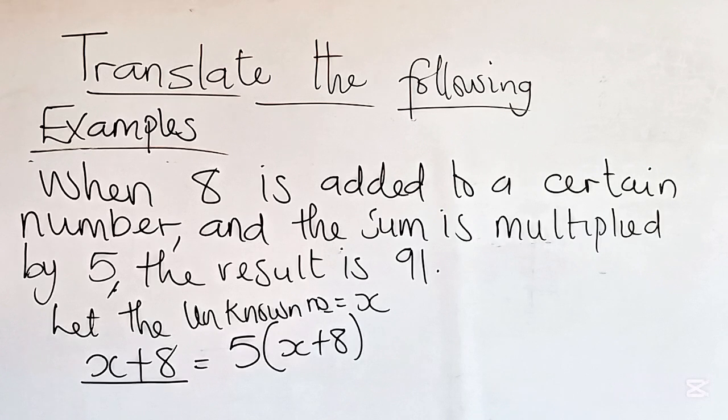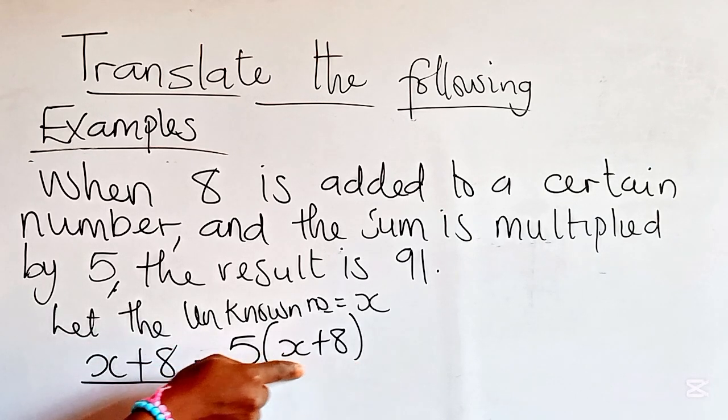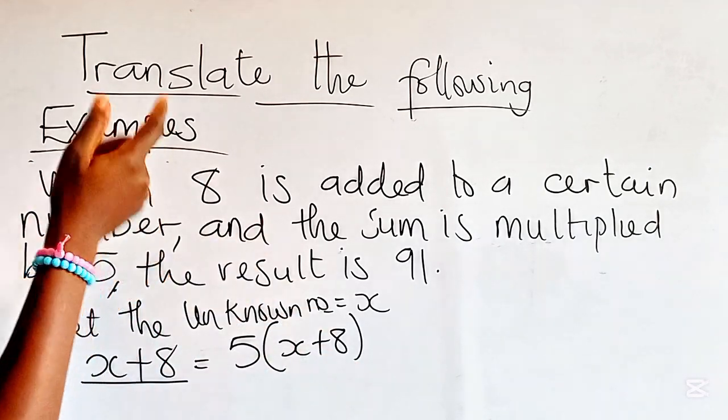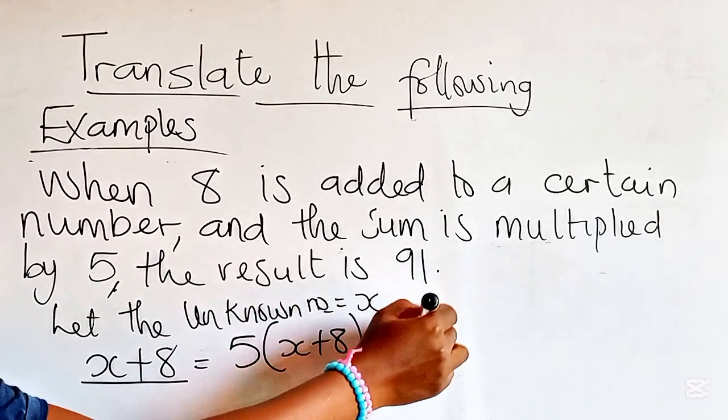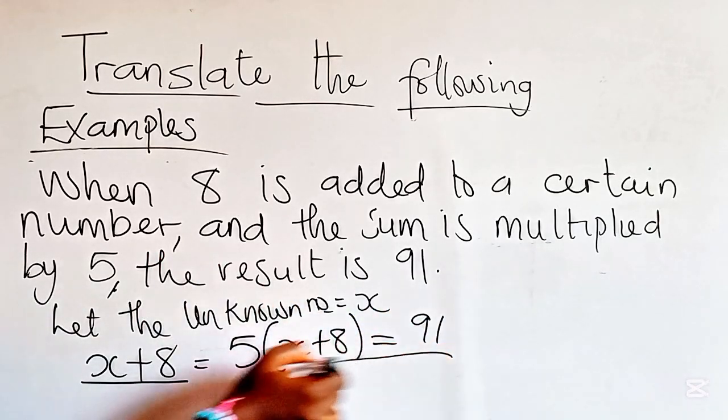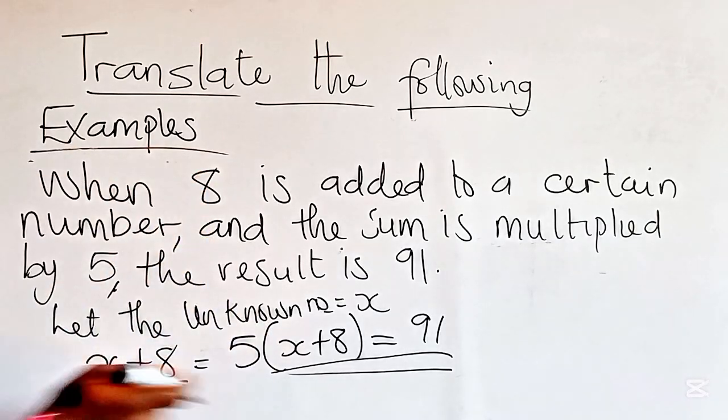So it's now saying that when 5 is multiplied by the sum of 8 and the unknown number, the result, that means equal to 91. And this is how to interpret this whole statement.